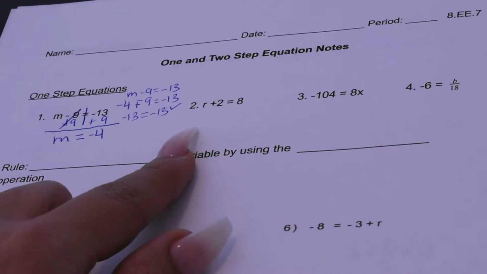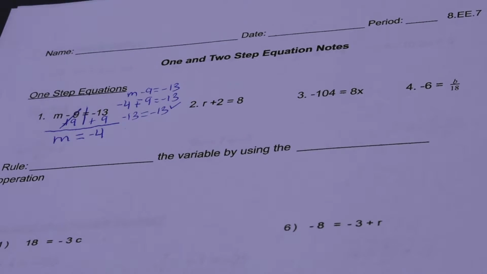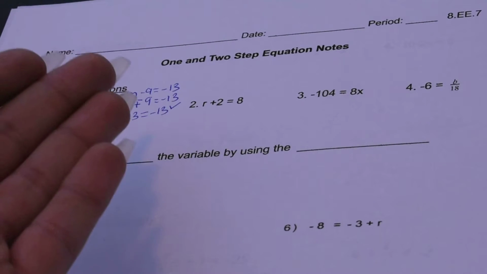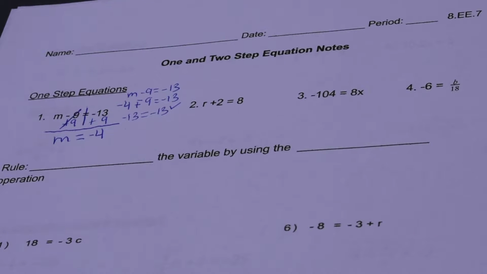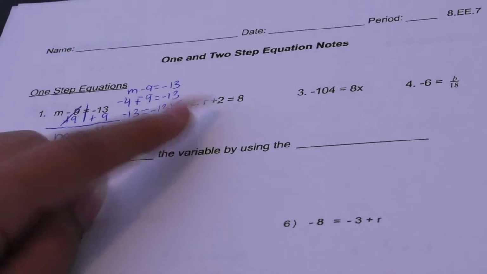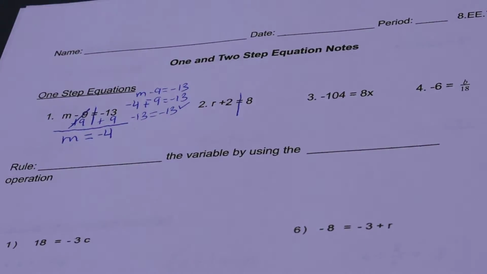All right, let's look at number 2. R plus 2 equals 8. I got to figure out, okay, what could R be in order to make this equation true? What could it be? R plus 2 equals 8. Okay, so remember, whatever is the last operation I said, I'm just going to do the inverse of it. So R plus 2 equals 8. The last operation I said was plus 2, right? That was the last operation. I'm going to do the inverse of that.